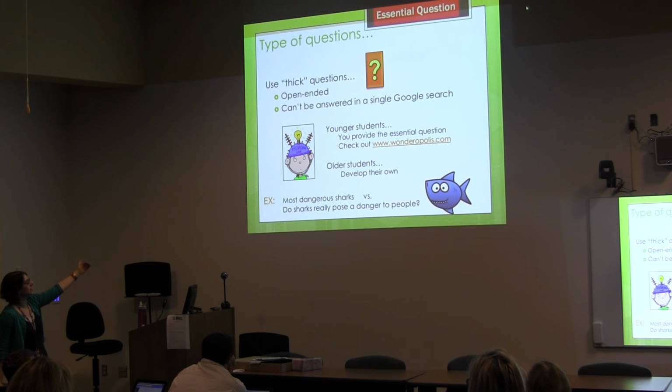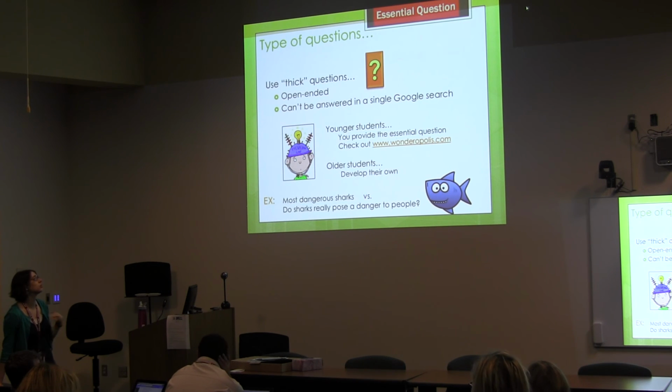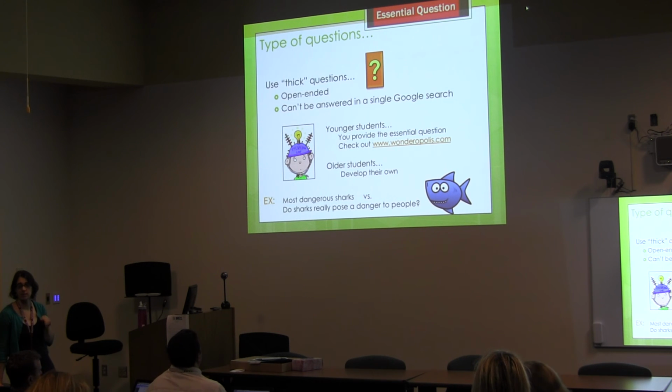So if you are looking at this example down at the bottom, what's the most dangerous shark? They're going to Google that and they're going to find the answer in 5 seconds. But if your question is, do sharks really pose a danger to people? Then that's something that they actually have to look at, probably different places, gather some information, and then come to a conclusion. You can't answer that question fully with a single Google search.